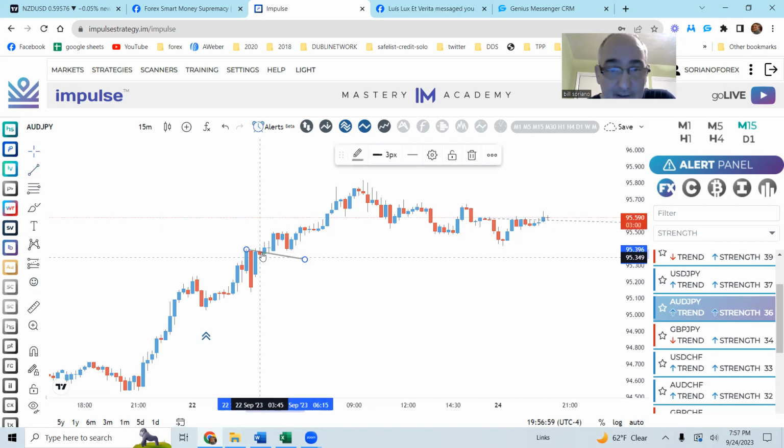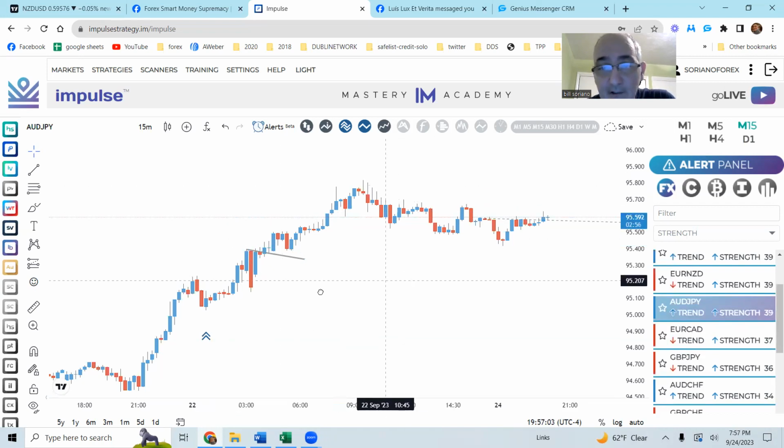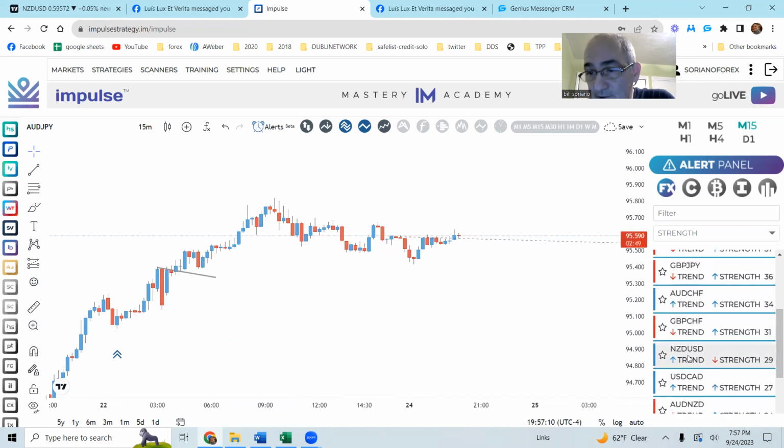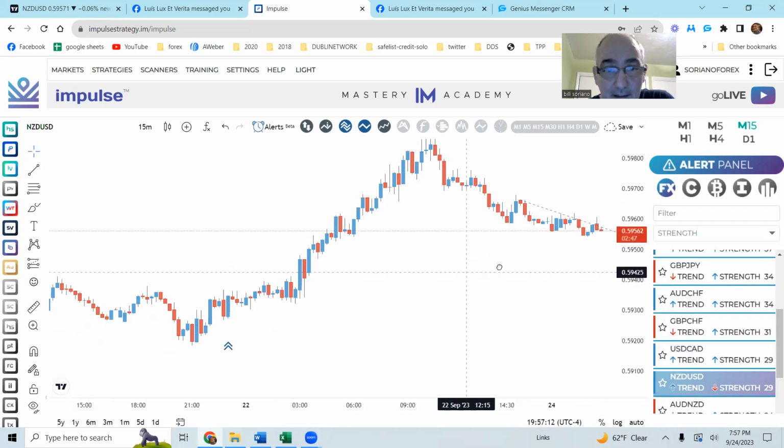And then when this candle closes above and breaks this structure right here, you can get in that trade and get some profit out of it, right? Let's see if there's any other ones that I could show you here real fast.